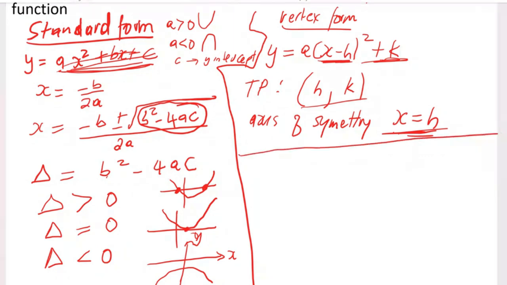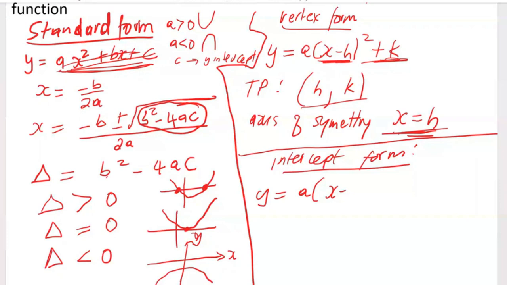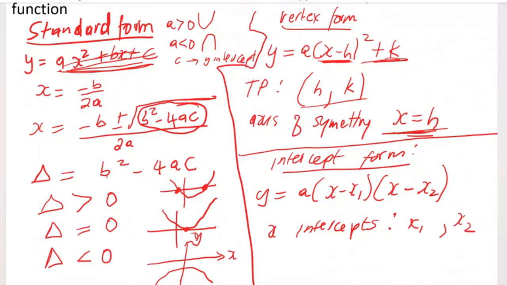You've got another form which we call an intercept form. Okay, an intercept form is in the form y is equal to a into (x minus x1) into (x minus x2). Okay, so this is an intercept form. Sometimes you'd find your quadratic in this form. What information does it suggest to you? It is giving you the x-intercepts. That's the first thing that it gives you. That's what makes it unique. Your x-intercepts will be your x1 and your x2. So this value is going to be one x-intercept, and this value is going to be your other x-intercept.